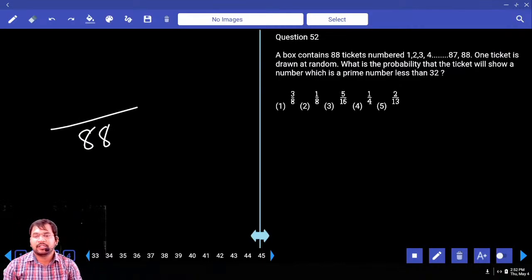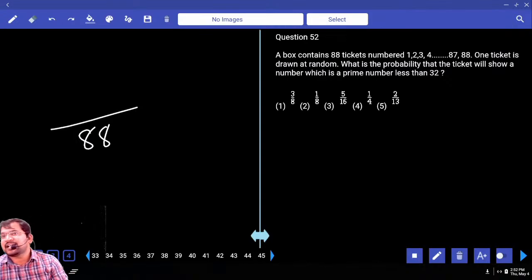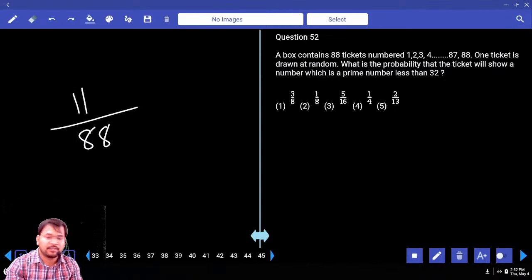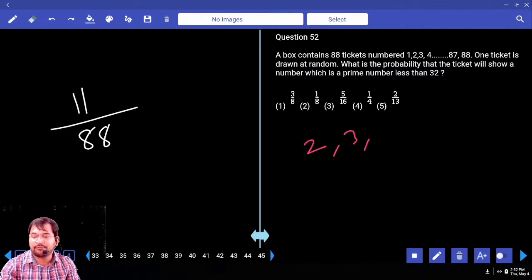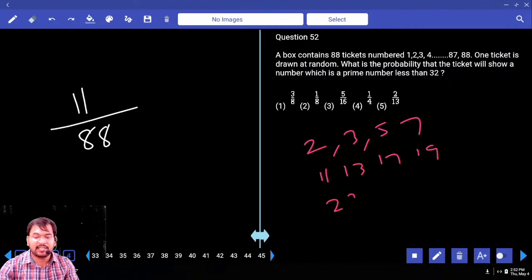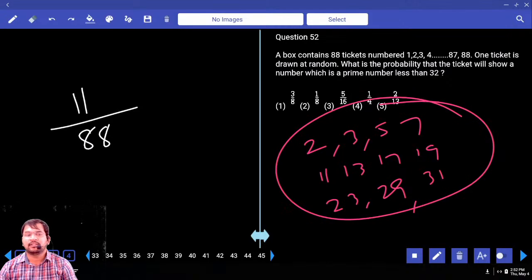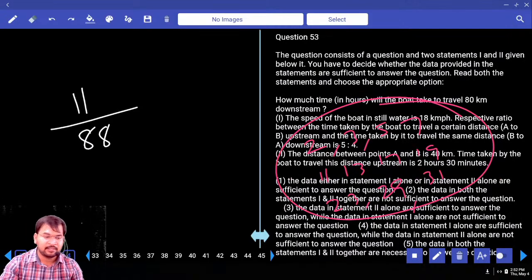Are you clear? So the numerator, n(E), should be a prime number that is less than 32. Less than 32, how many prime numbers are there? 11. So your answer is 11 by 88. You can check it if you want: 2, 3, 5, 7, 11, 13, 17, 19, 23, 29, 31. Total 11 are there. Are you clear? 11 by 88 is nothing but 1 by 8.